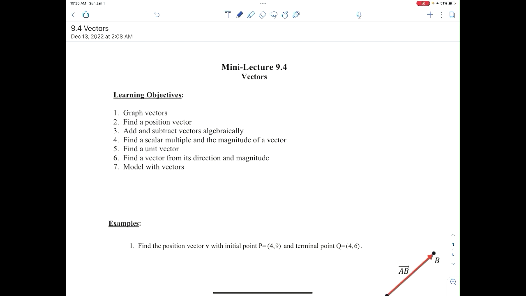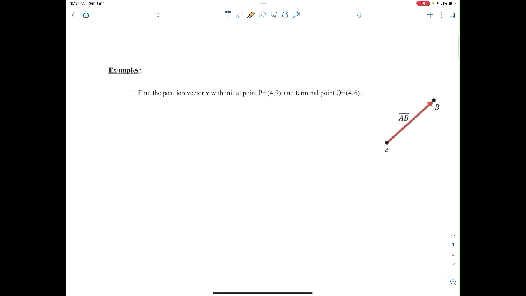Welcome to 9.4. We'll be starting our study on vectors. Some of our objectives are to graph vectors, find a position vector, add and subtract vectors algebraically, find a scalar multiple and the magnitude of a vector, find a unit vector, find a vector from its direction and magnitude, and model with vectors. So we're talking about vectors a lot, and a vector is basically this line segment, but it tells us the direction we're moving in and how far.